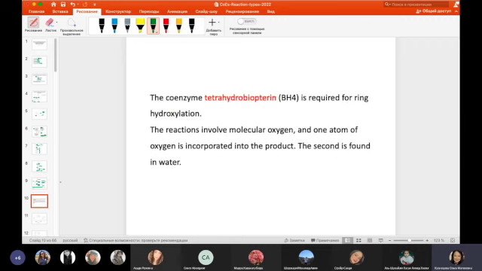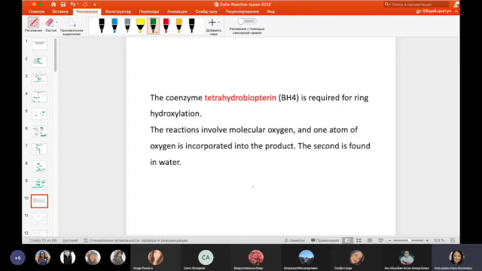Let's continue with the next coenzyme. The next coenzyme is called tetrahydrobiopterin. This coenzyme is required for ring hydroxylation. Hydroxylation of the rings requires the participation of molecular oxygen, O2. One oxygen atom is used for formation of the OH group in the product. The second one is found in water.